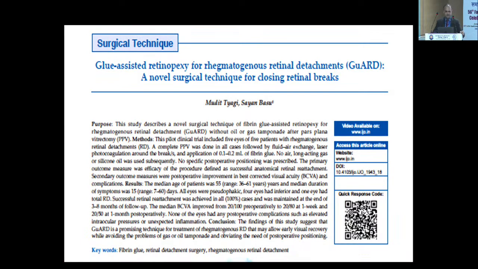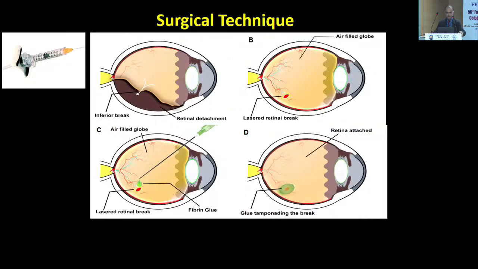And we published pilot study results of our initial 10 patients in IGO earlier. But if you look at the surgical technique, it is essentially pretty similar to what we do otherwise. So you have a patient with a detachment, you do a complete vitrectomy, do a fluid air exchange, settle the retina, do a laser around the break.